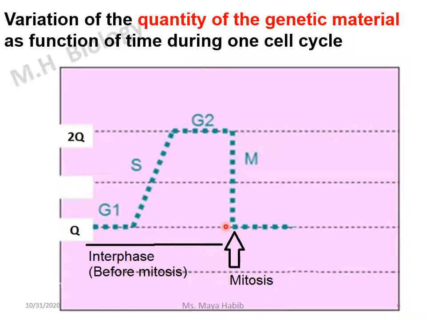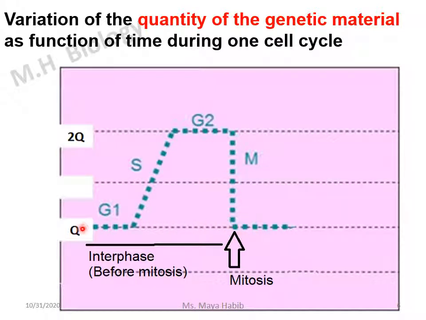This graph represents the variation of the quantity of the genetic material as function of time during one cell cycle. Now look at the period of time just before mitosis, which is known as interphase, and this period of time includes three phases, which are G1 or gap 1 phase, S or synthesis phase, and G2 or gap 2 phase. You can notice that the quantity of genetic material duplicated from 1Q to become 2Q. In other words, before mitosis, the genetic material doubled its quantity, so that, after division the initial quantity is conserved.